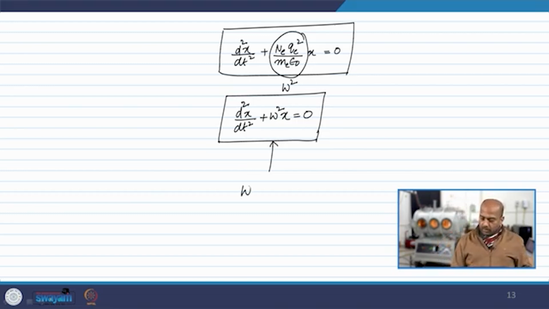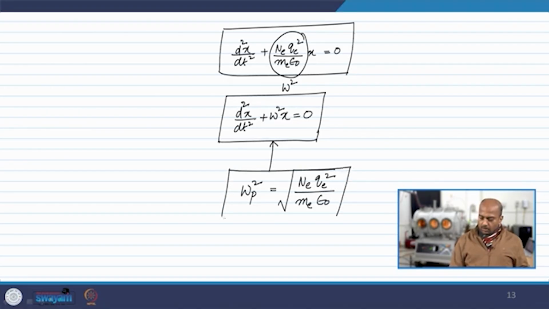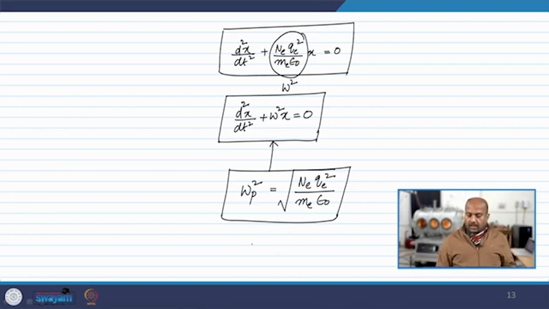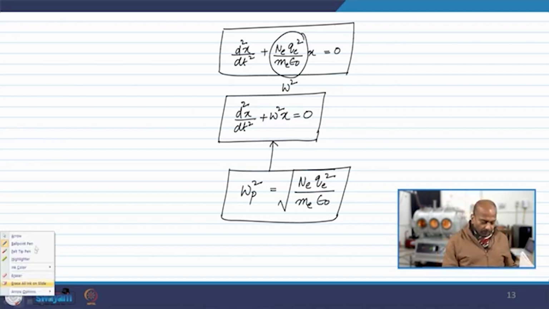right? So, we can write omega square, we will put a suffix p to indicate plasma. Omega p square is n e q e square divided by m e epsilon naught, right? So, this is the characteristic frequency of the oscillations. What is the purpose of these oscillations? These oscillations are a means to establish quasi-neutrality of plasma. So, this frequency is also called the plasma frequency.